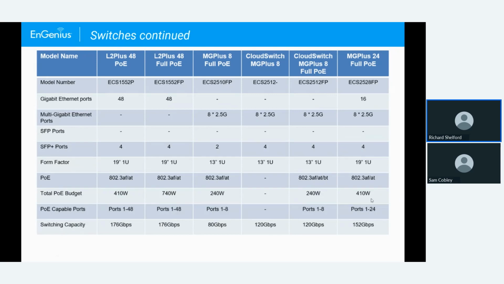Again, you can see that we have what we call the MG Plus, so multi-gig. So we've got here a switch that has 8 2.5 gig copper ports on it. We've got a standard AF/AT version, and we also have an AF/AT/BT variant of the switch. Why do we need it? Some of the switches do require additional PoE power that the BT gives us. So we've got the full options available across the environment for us.